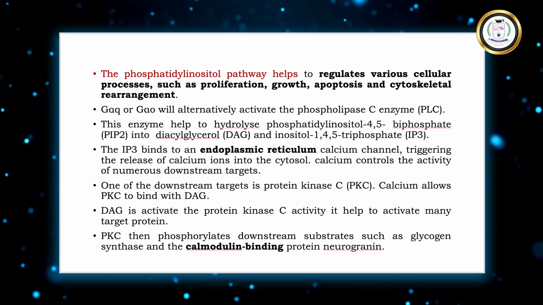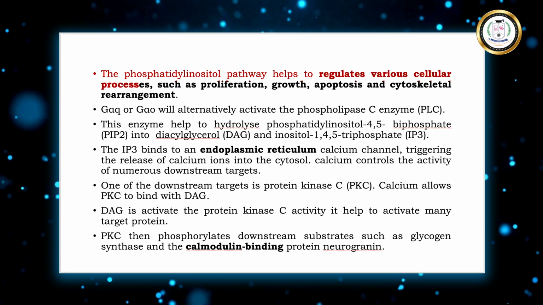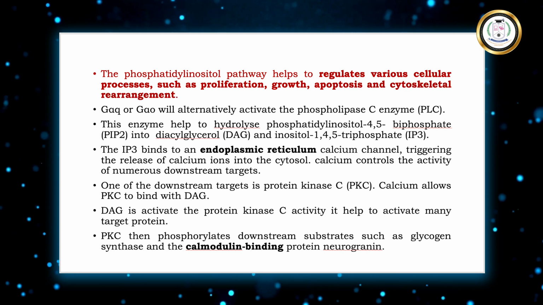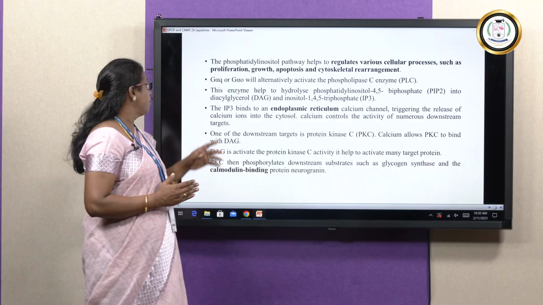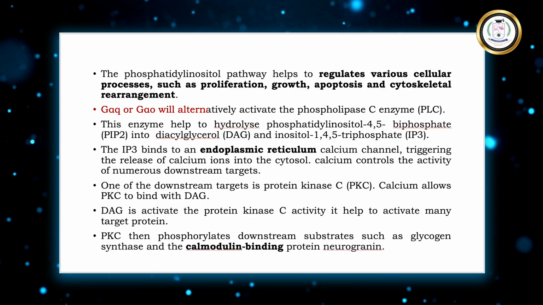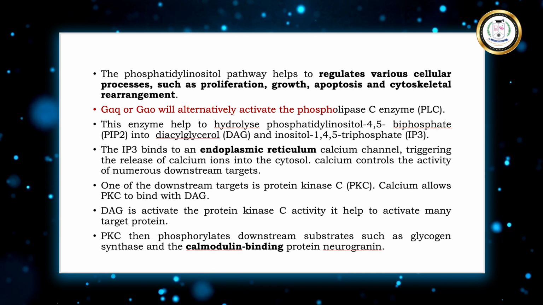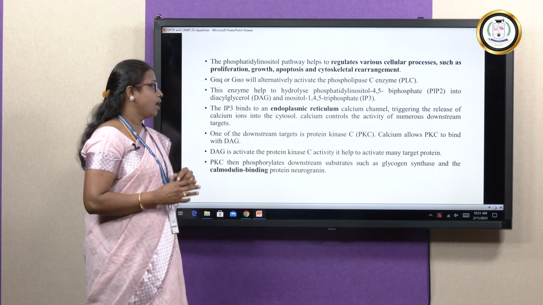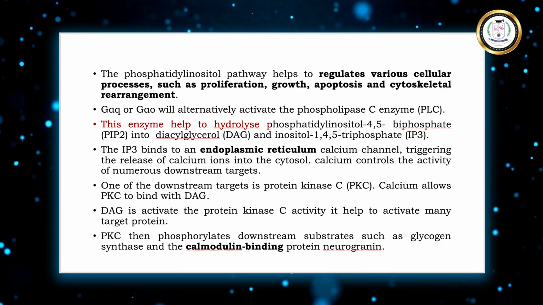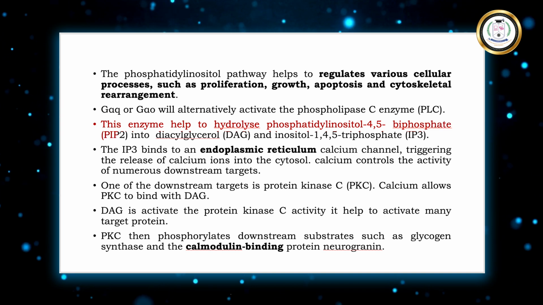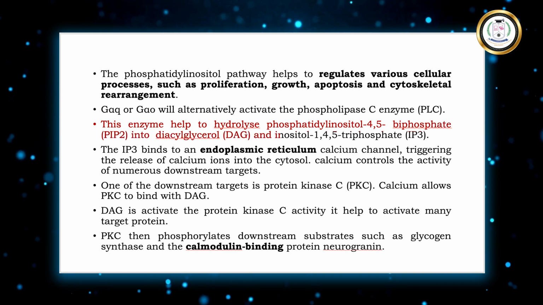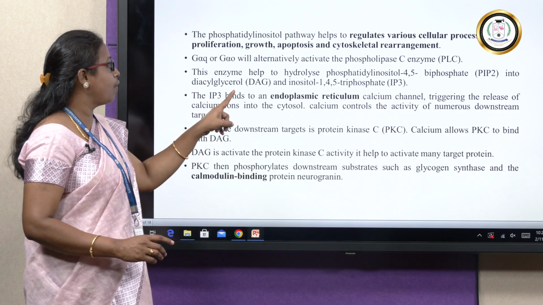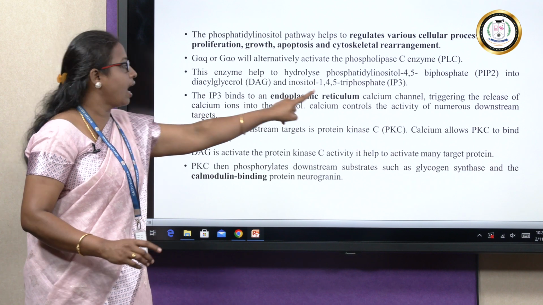The phosphatidylinositol signaling pathway regulates various cellular processes such as proliferation, growth, apoptosis and cytoskeleton rearrangement. Here again the alpha subunits Gq and Go play an important role. They alternatively activate the phospholipase C enzyme. This enzyme helps to hydrolyze phosphatidylinositol 4,5-bisphosphate, PIP2, into diacylglycerol, DAG, and inositol 1,4,5-triphosphate, IP3. So this enzyme hydrolyzes PIP2 into DAG and IP3.